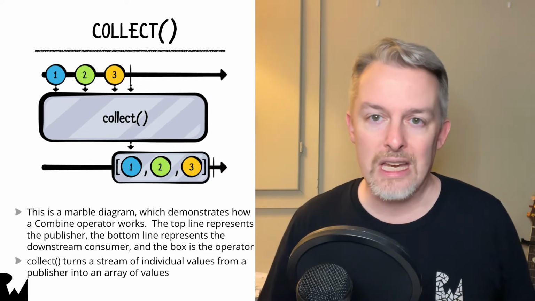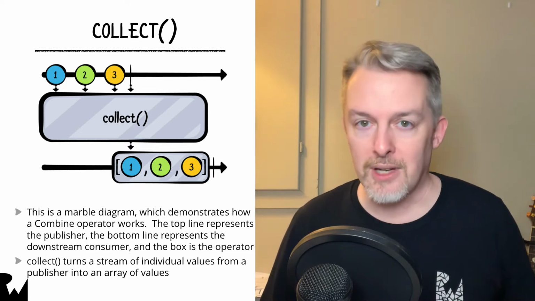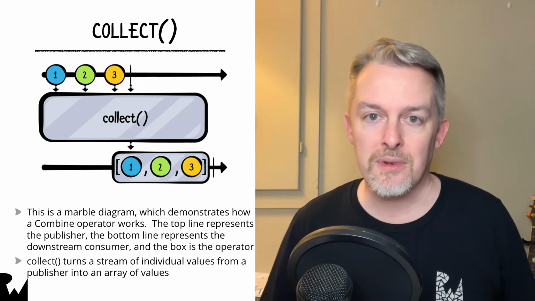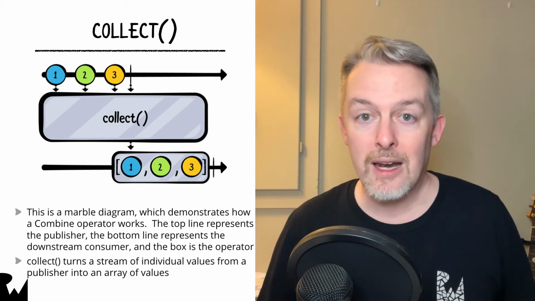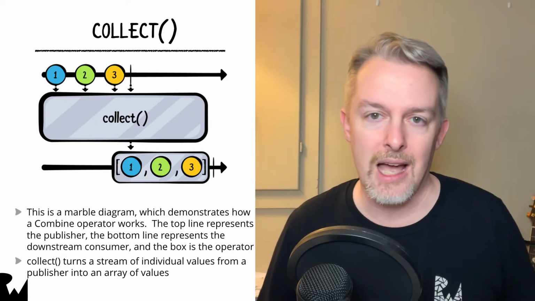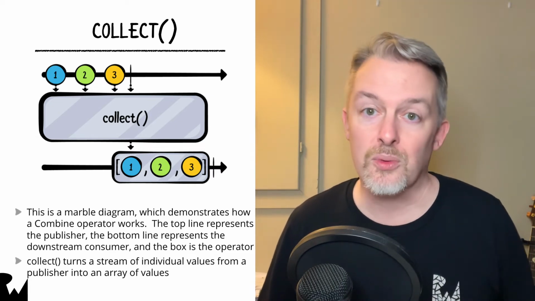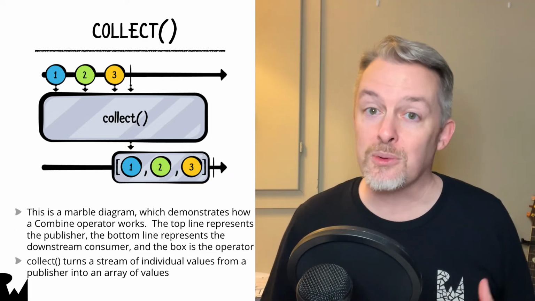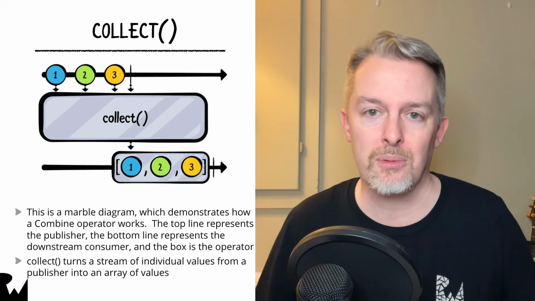This operator takes a stream of individual values from a publisher and turns them into an array of values. The marble diagram you see on screen here demonstrates how this operator works. The top line represents the publisher, the box in the middle represents the operator, which we've labeled collect, and the bottom line represents the subscriber, or more specifically, what a subscriber would receive from the operator. Here, the individual values 1, 2, and 3 have been collected into an array of integers with 1, 2, and 3 inside it. Remember that since operators can act as subscribers as well as publishers, the subscriber represented by the bottom line could be another operator.